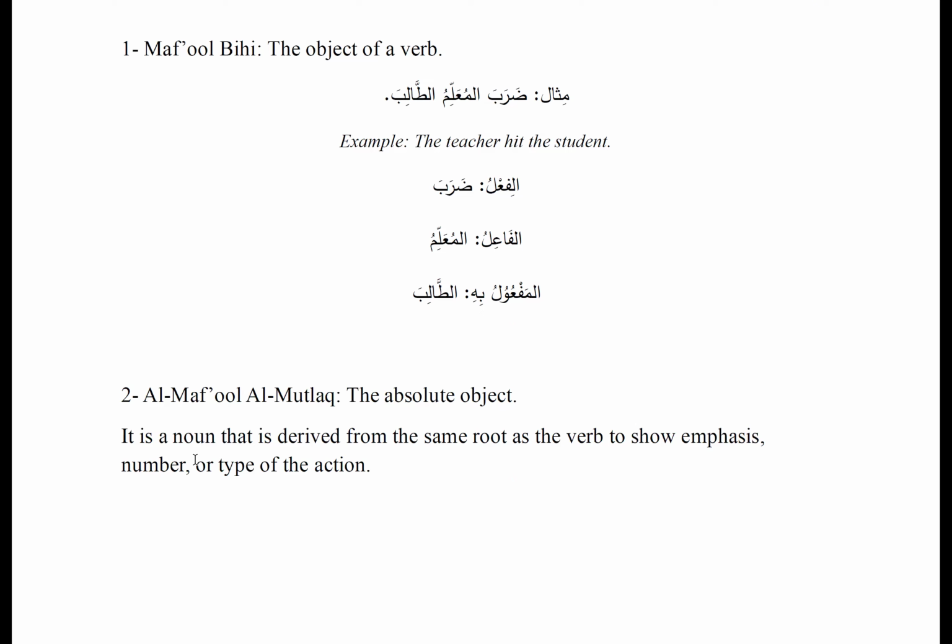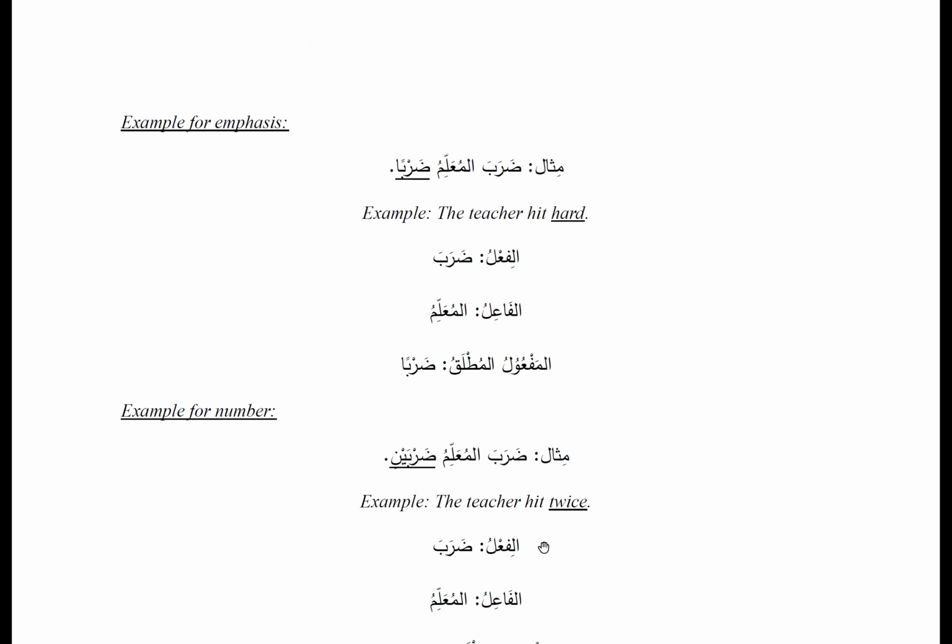Maf'ul mutlaq is a noun. Now this noun, where is it derived from? The same root as the verb. A verb will have root letters. So the maf'ul mutlaq will have the same root letters as the verb in that verbal sentence. Now this maf'ul mutlaq is written either to show emphasis of the specific verb, or to show the number or the type of the action. So let's see examples.